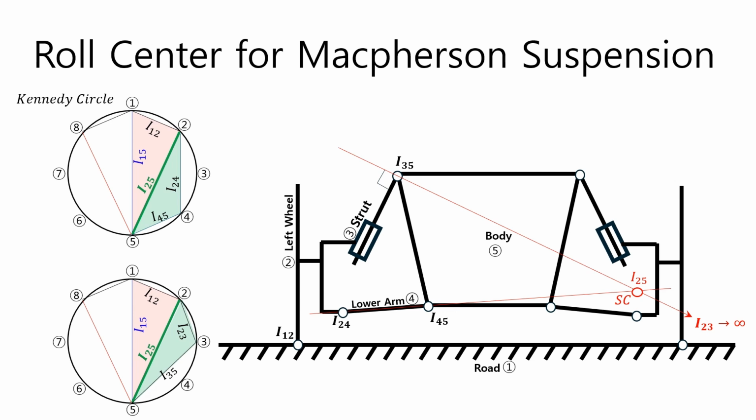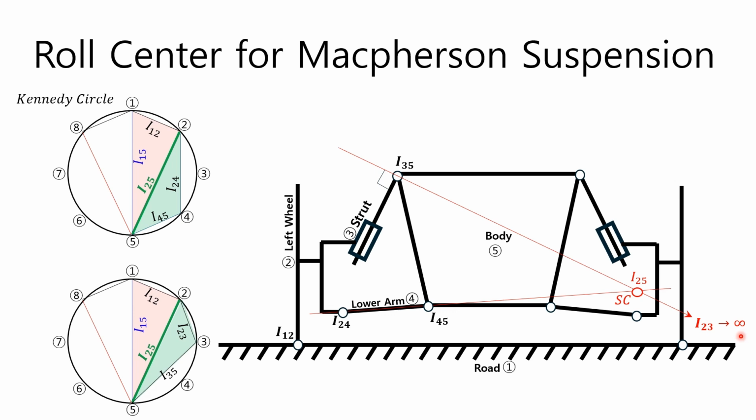Next, in the lower left diagram of the Kennedy circle, the instant center I25 must be on a straight line with the instant center I23 and the instant center I35. Since the left wheel link 2 and the strut link 3 are sliding structures with respect to each other, as we have seen earlier, the instant center I23 is at an infinite distance perpendicular to the strut link. Therefore, we draw a straight line perpendicular to the strut and mark the instant center I23 as infinity.